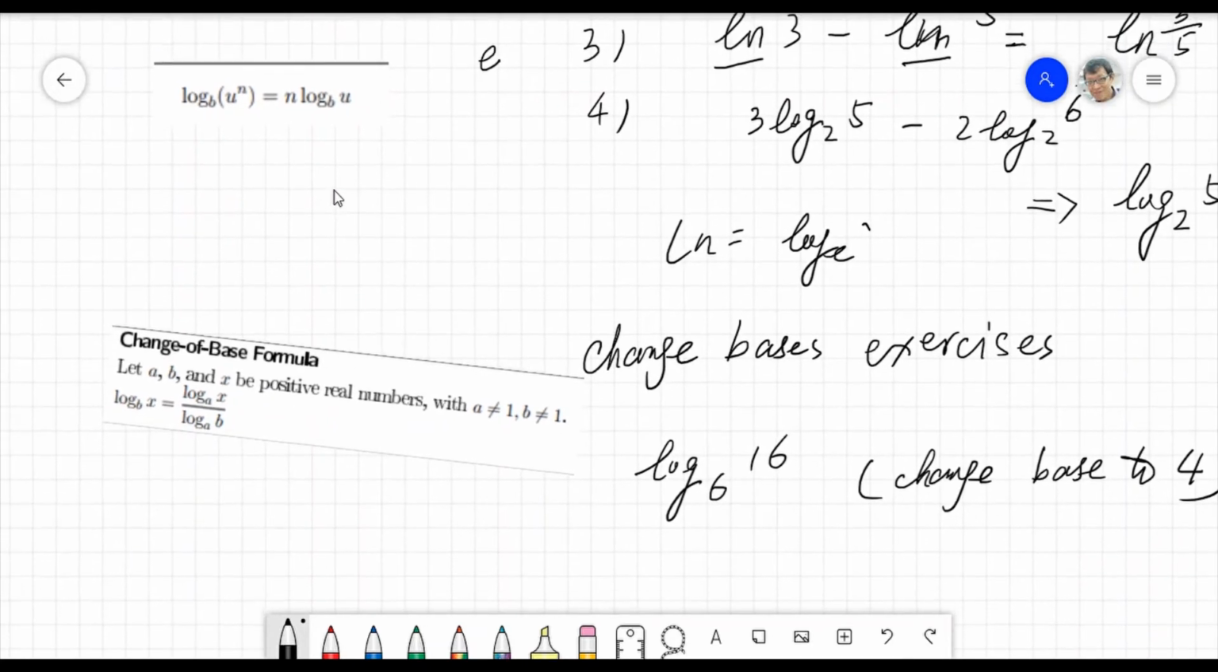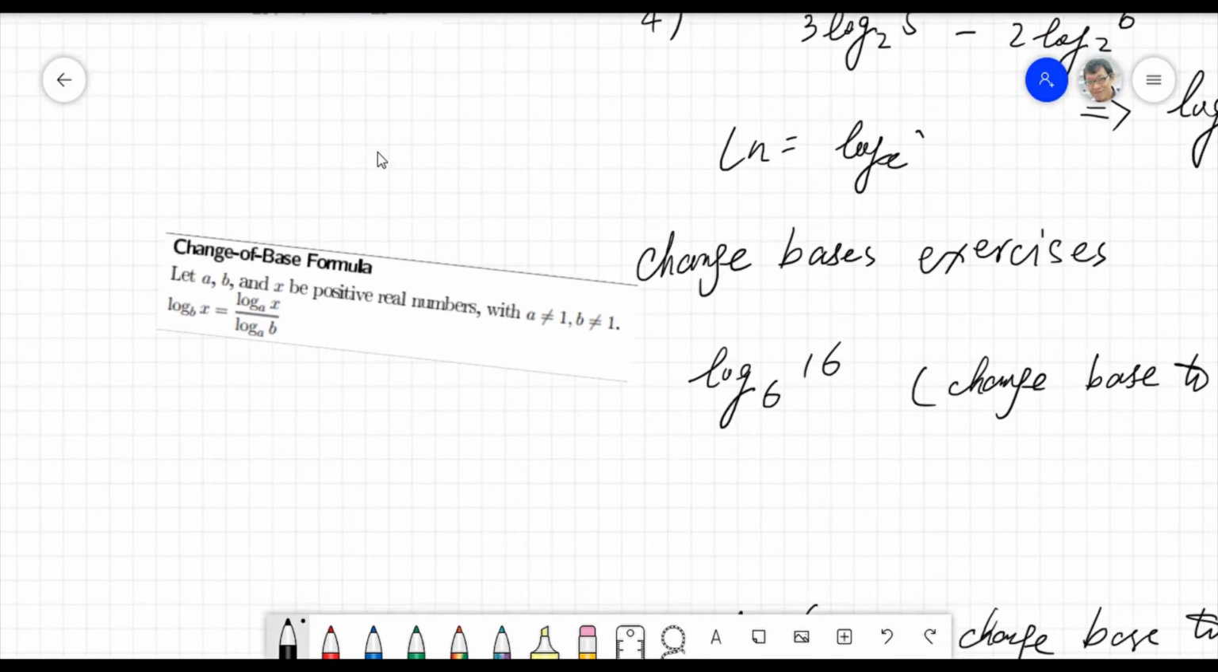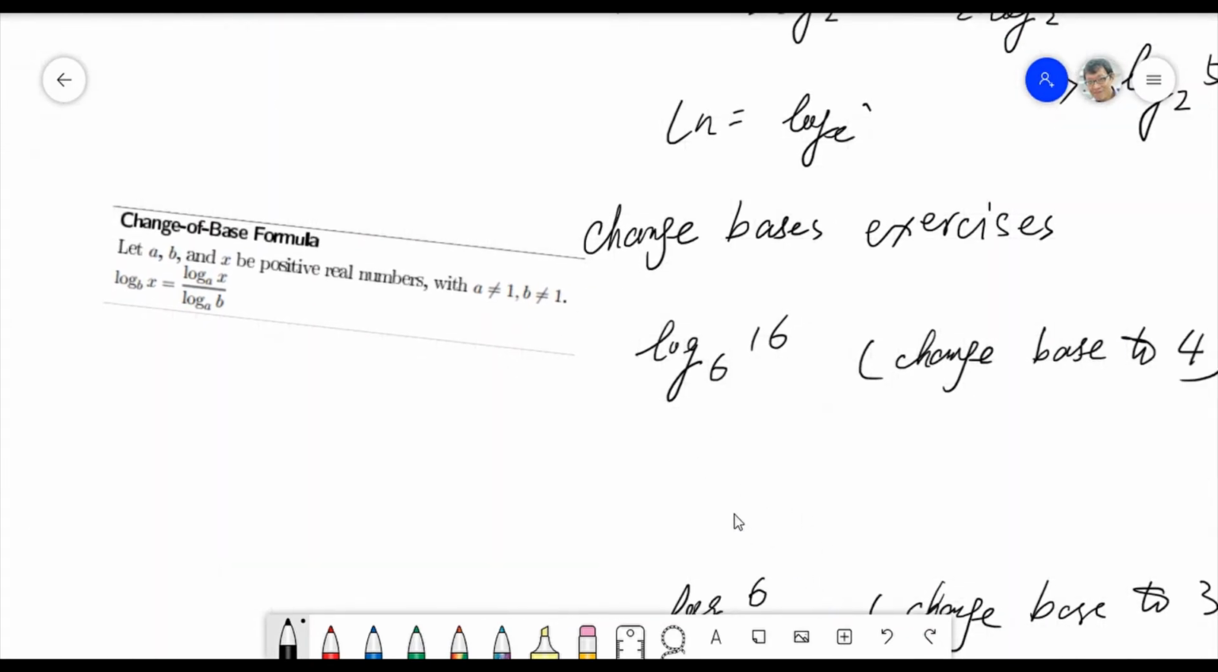So here it is. And also I provide two questions after I show you how to change the base. But here, let's go to the formula first.